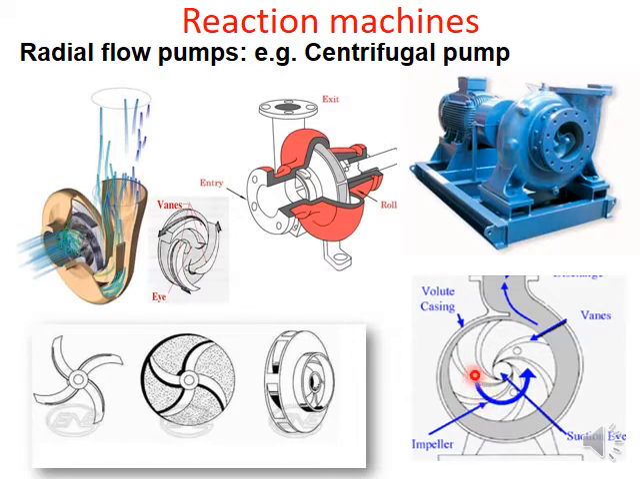See, this is the impeller and the volute casing. I'm sure now you are very familiar with the setup of a radial flow type hydraulic machine. Right.